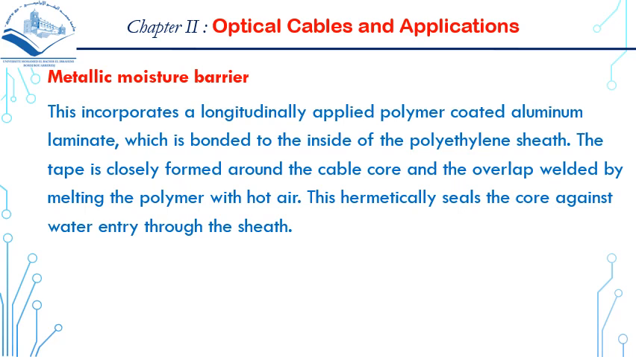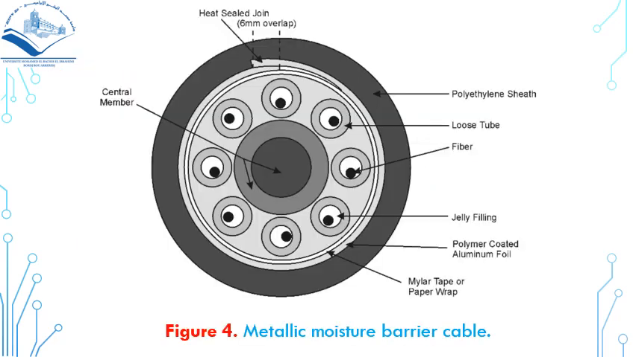Metallic moisture barrier. This incorporates a longitudinally applied polymer-coated aluminum laminate, which is bonded to the inside of the polyethylene sheath. The tape is closely formed around the cable core and the overlap welded by melting the polymer with hot air. This hermetically seals the core against water entry through the sheath. This is a cross-section of the metallic moisture barrier cable.